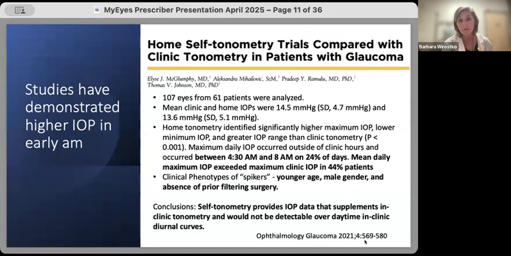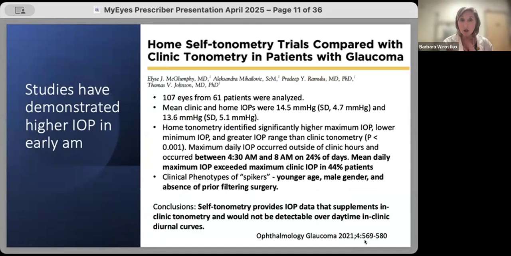So where does the data come from? This is work we've been partnering on now with Moran, Harvard, and Wilmer. Specifically with Wilmer and Moran, we have an IRB that's open looking at patients using the iCare HOME and trying to identify who is spiking, what time of day they are spiking, and how many days you should use the iCare HOME.